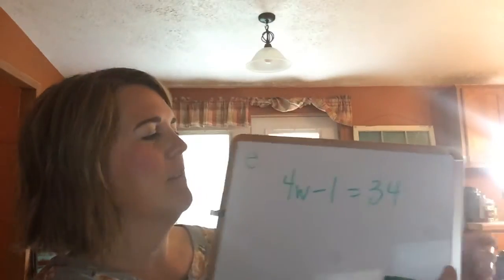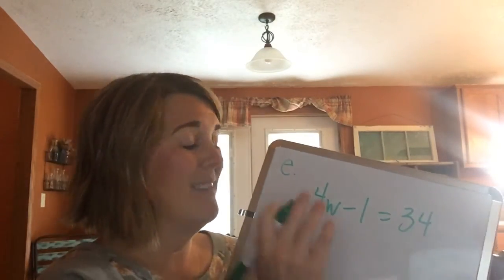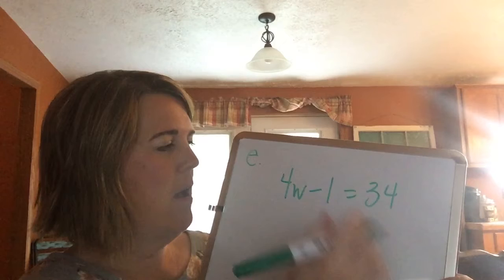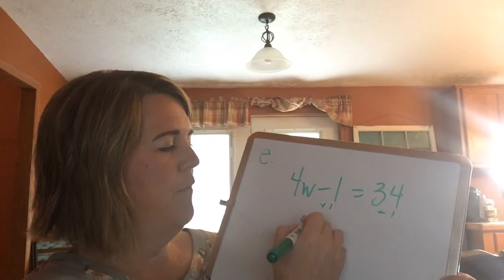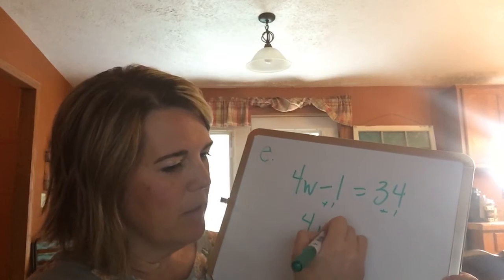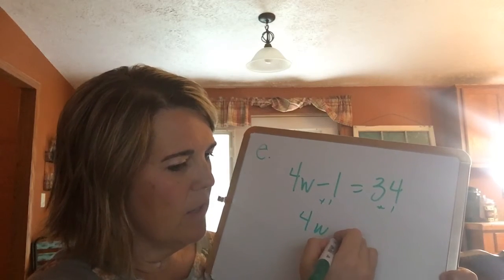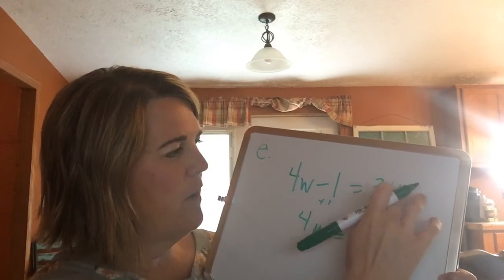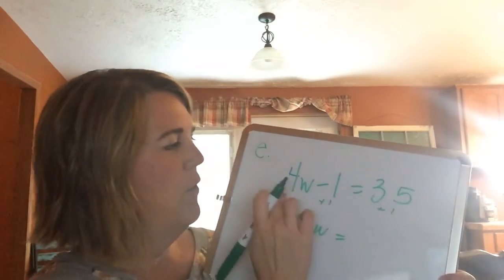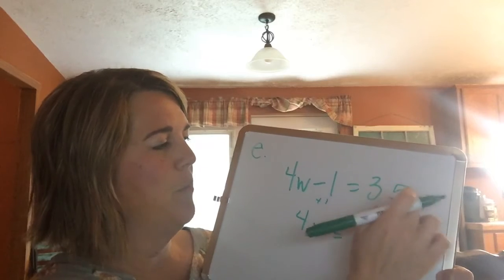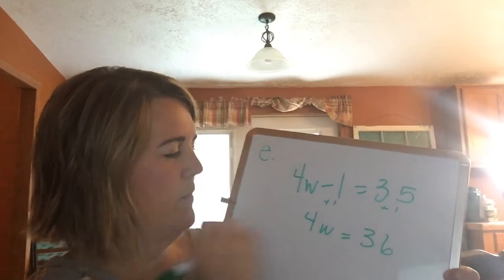Here's E. It says 4w minus 1 equals 34. All right, so again, I'm trying to get w eventually by itself, okay? So I'm going to add 1. So 4w equals, oh, this should have been 35. Sorry. 4w minus 1 equals 35. So that should be 36, okay?